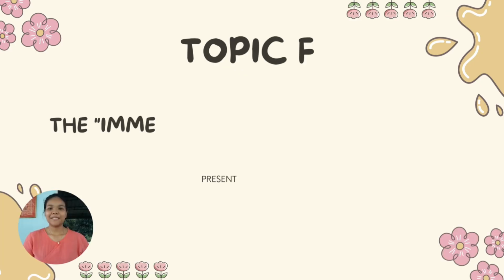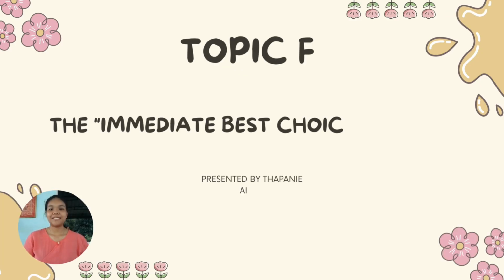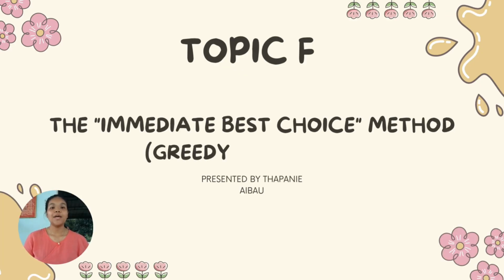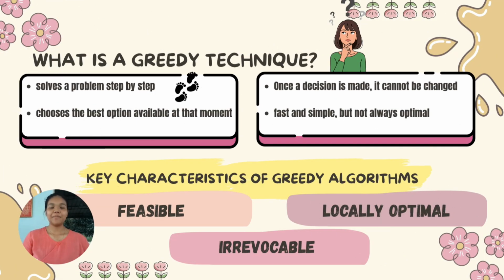Hi all, my name is THAPANIE, anak perempuan AIBAU, and my matric number is 307160. And today I will be presenting topic F, which is the immediate best choice method, also known as the greedy technique. You might be wondering what the greedy technique means.